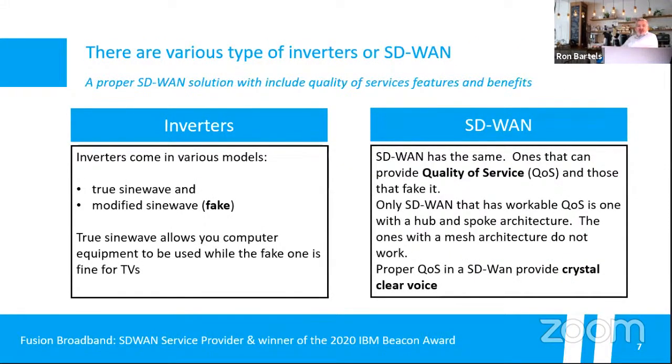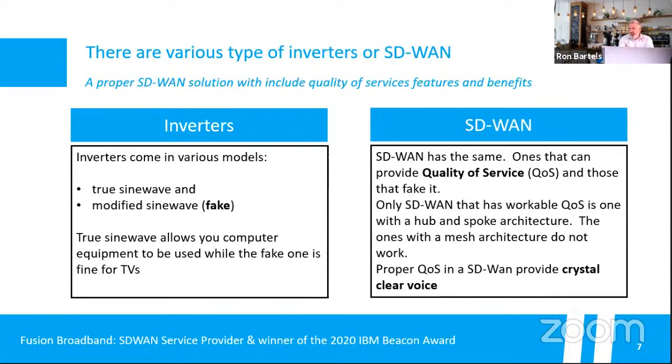So if we take it one step further, you get actually two types of inverters. You get something called a true sine wave and a modified sine wave. And the modified sine wave is the fake one. So for example, if you attach computers to a modified sine wave inverter, your computer will over a period of time start getting damaged. So if you've got computer equipment, you want to actually buy yourself a true sine wave inverter.